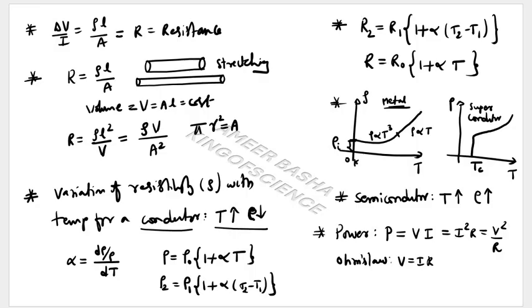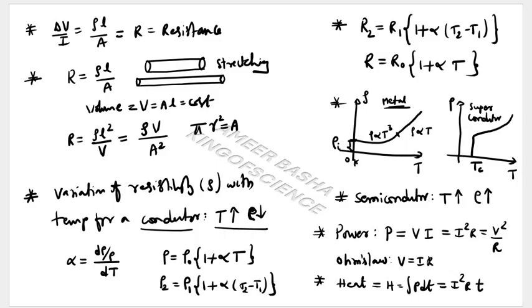This is also important to solve the problems. How much amount of heat is liberated? The amount of heat liberated is the integration of P into dt. So that is I square R into T, where T is the time in seconds or depending upon the question, how much time the current is passing through a given conductor. So this is the power.